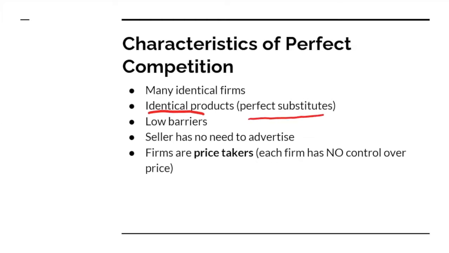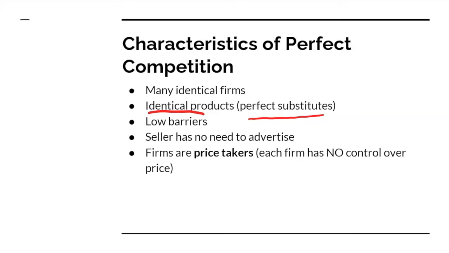If you go to a farmer's market, at market stand A, if they're selling strawberries, there's nothing differentiating market stand A strawberries from market stand B strawberries, right? So if you buy market stand B strawberries, you're not really missing out on not buying stand A strawberries.